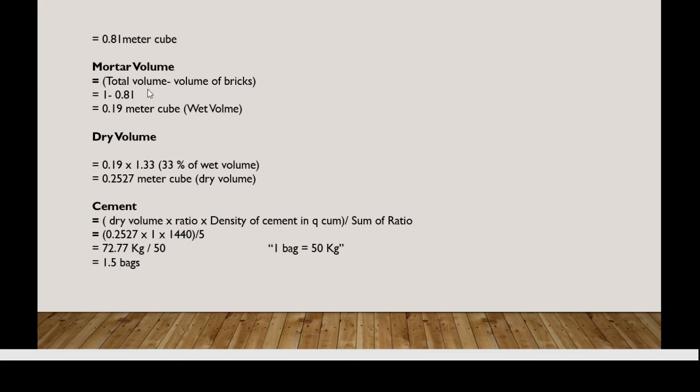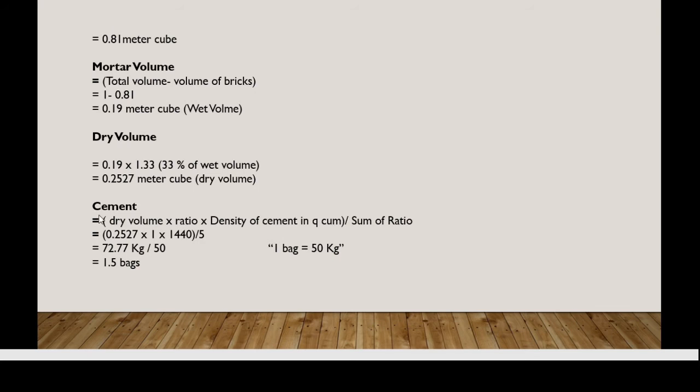Now by formula we get the mortar volume. Mortar volume equals total volume minus volume of brickwork. Total volume is 1, volume of brickwork equals 0.81. So we get 0.19 as the wet volume. Now for the dry volume, we have to take 33% extra of the wet volume. So 0.19 plus 33% of wet volume, so we take 1.33. The value we get is 0.2527 meter cube, which is the dry volume.